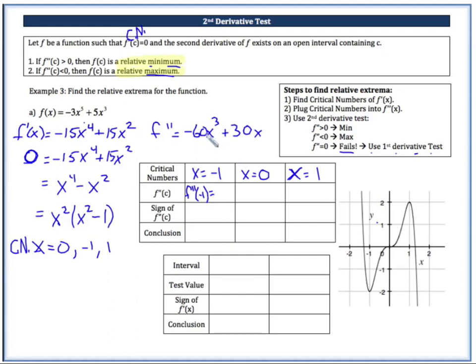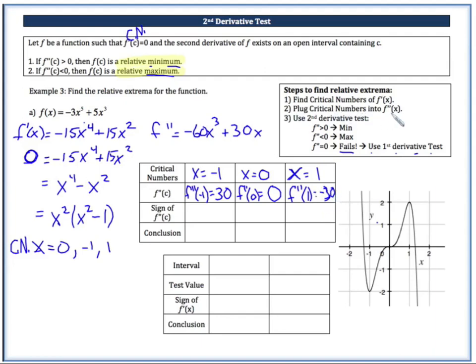Okay, so now plugging negative 1 in here. Negative 1 cubed is still negative 1 times negative 60 is positive 60, plus 30 times negative 1, well, that's negative 30. So 60 minus 30 equals 30. If we find f double prime of 0, that's going to end up equaling 0. And then f double prime of 1, that's going to be negative 60 plus 30, which is negative 30.